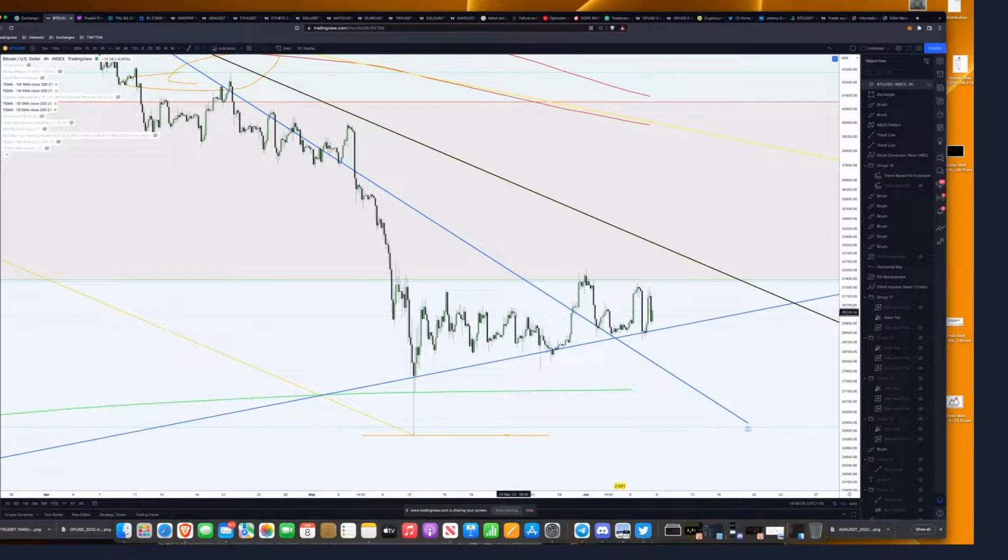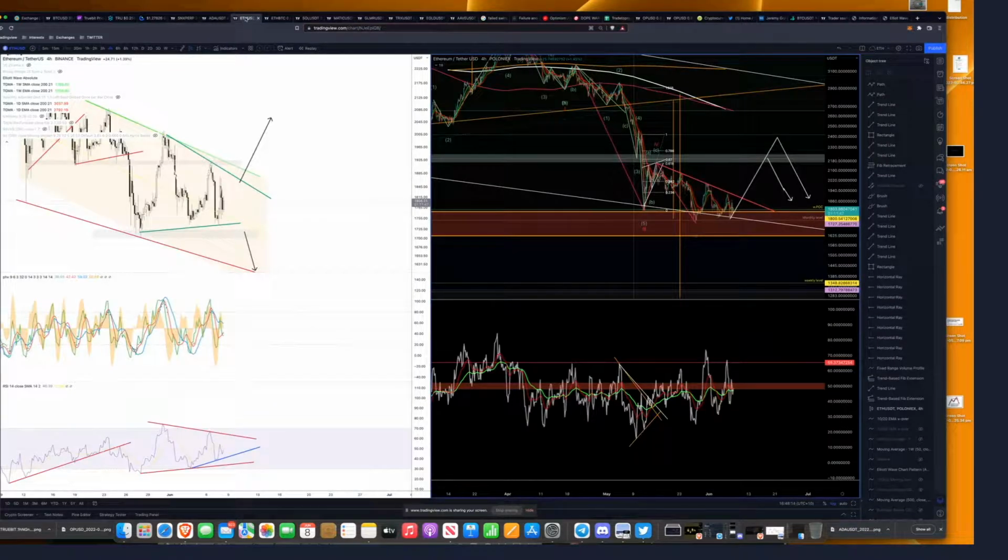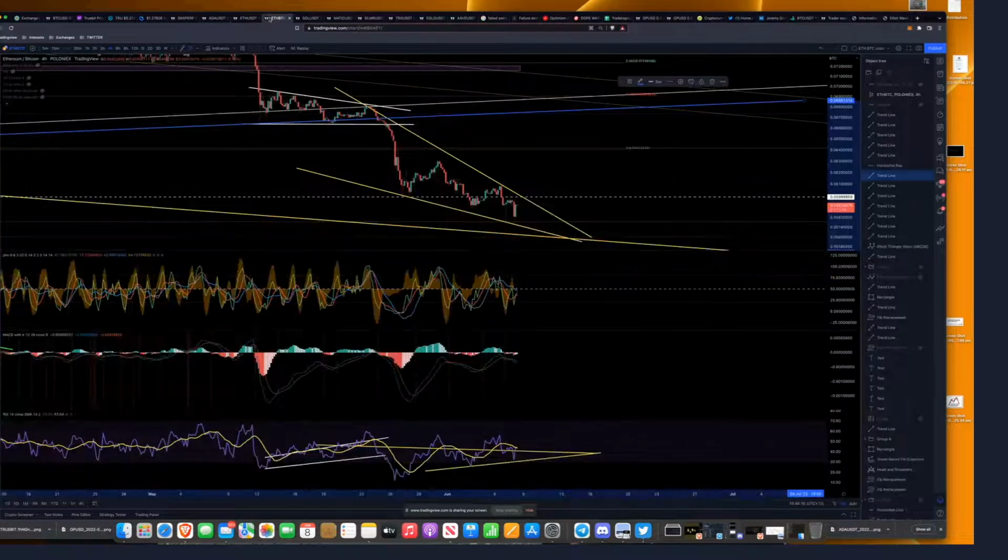I'm sure the alts will. Let's see what the alts are doing. Ethereum's all over the place. Actually, I think I shared this. I think Ethereum's going to do well. It's got a bullish divergence in the making.